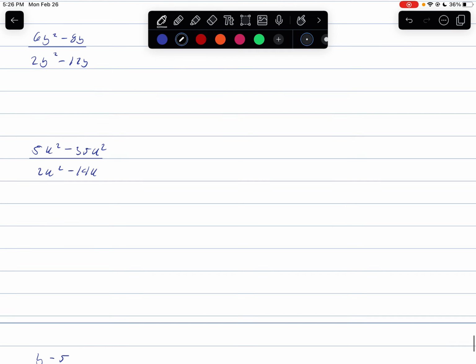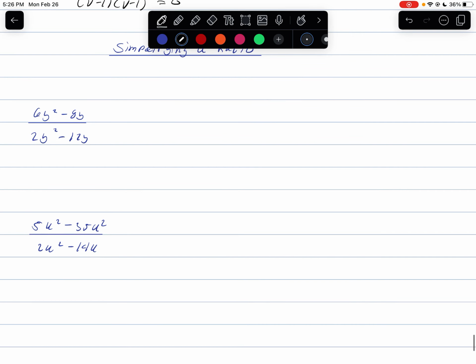Well, the goal with all of these problems that we're going to work on here is we want to try to do some kind of factoring with both the numerator and the denominator to see if we're able to cancel anything. Okay, so let's see how we can rewrite both the numerator and the denominator here. Well, if we look at the numerator, that's the part of the ratio on top here. Okay, we're going to see if we can find a greatest common factor here. So here we have 6y squared minus 8y.